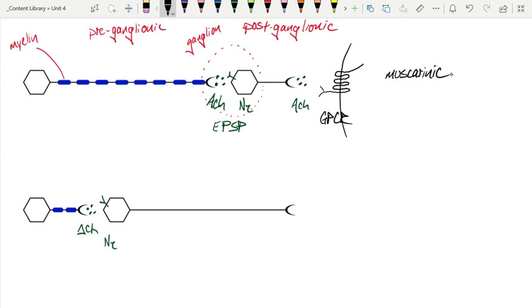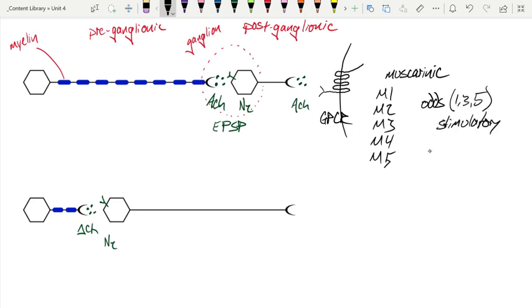We have 5 different types. We have M1 through M5. And the rule of thumb, it's not always the case, but you're going to be right about 80% of the time if you follow this rule. The odds, in other words, 1, 3, and 5, tend to be stimulatory, where the evens, 2 and 4, tend to be inhibitory. And we'll give an example of that in just a minute, just to kind of polish off what that actually means. Let's go back now and look at the sympathetic system really fast.